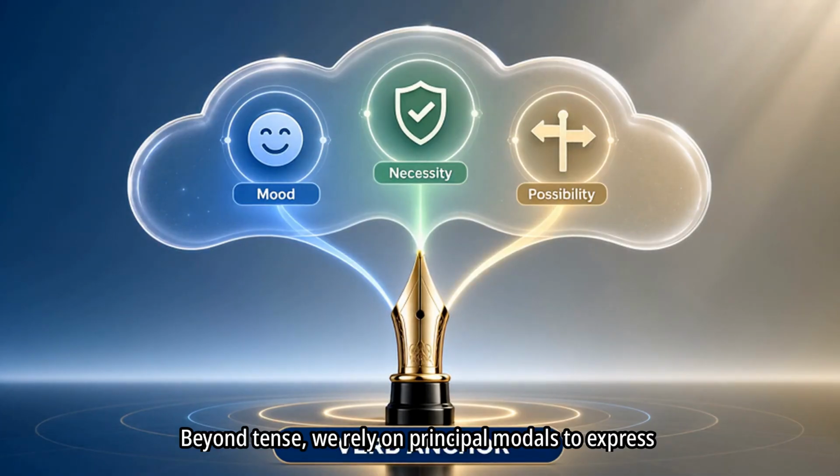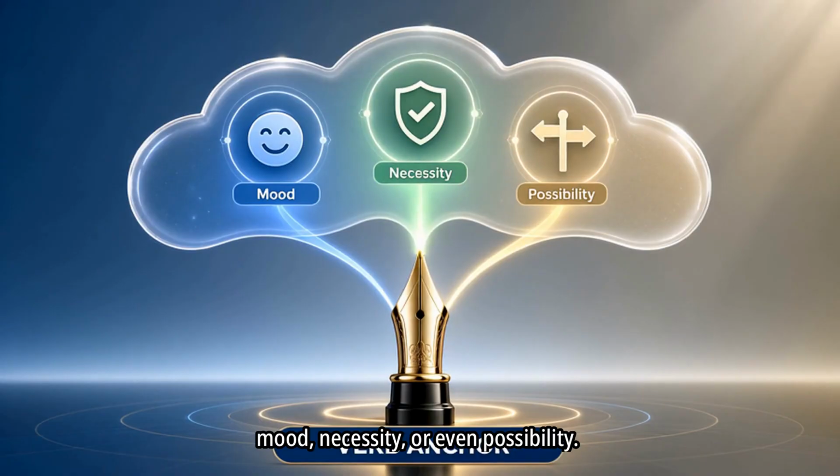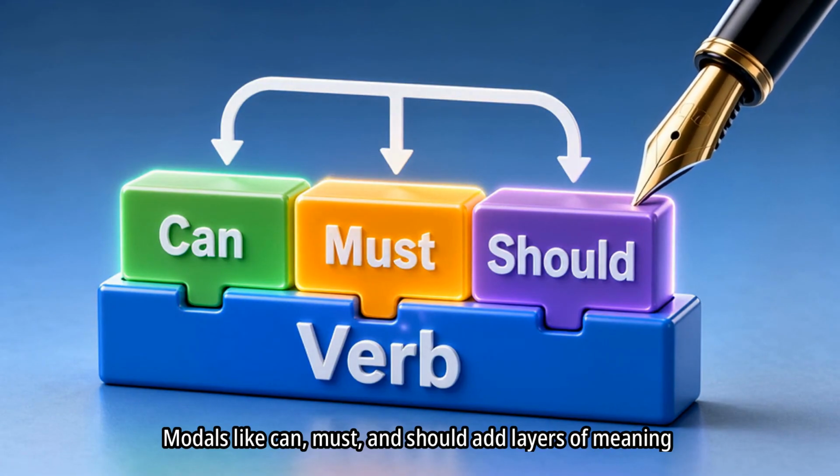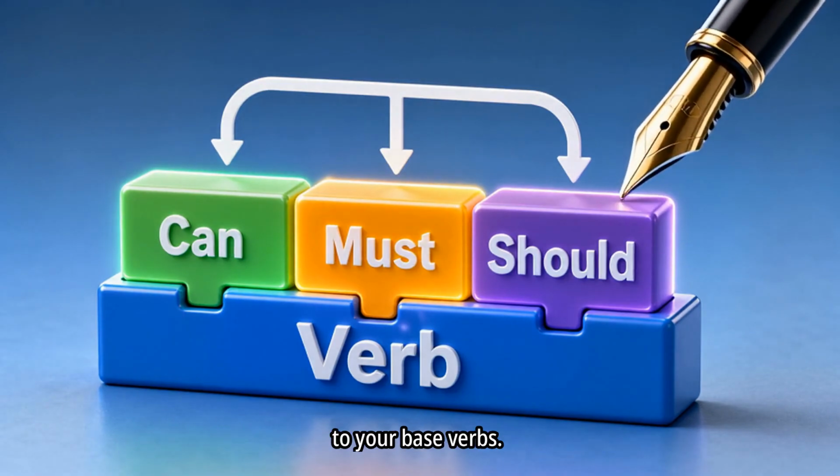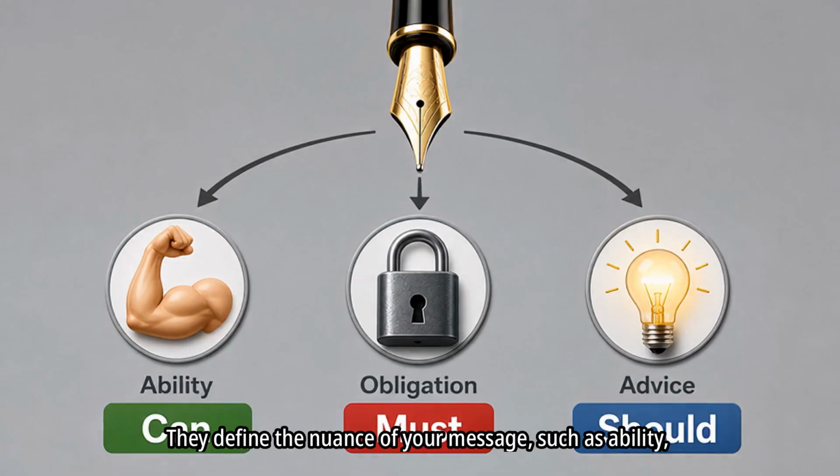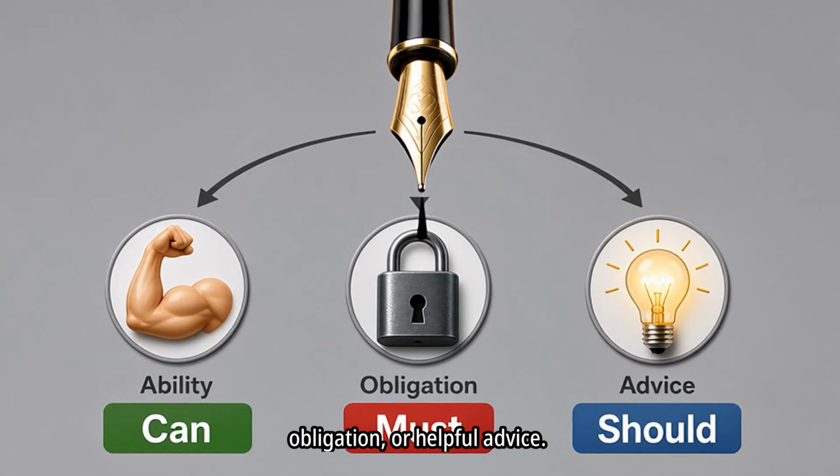Beyond tense, we rely on principal modals to express mood, necessity, or even possibility. Modals like can, must, and should add layers of meaning to your base verbs. They define the nuance of your message, such as ability, obligation, or helpful advice.